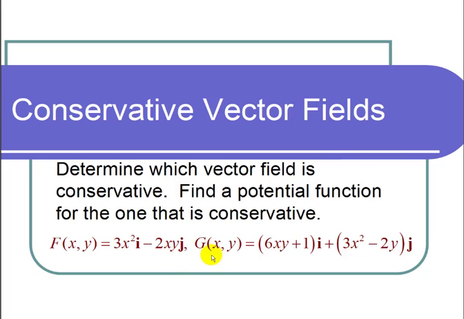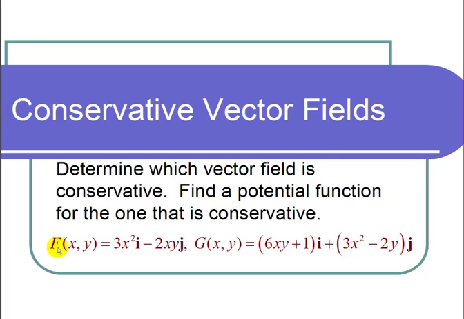And the vector field G of x, y is equal to (6xy plus 1) i plus (3x squared minus 2y) j. So to see if a vector field is conservative, we take the partial derivative of N with respect to x, and we see if that's equal to the partial derivative of M with respect to y.